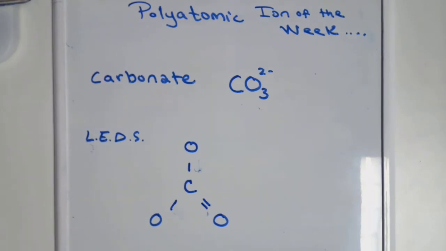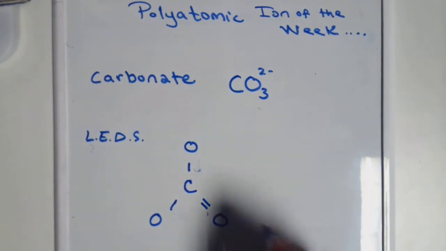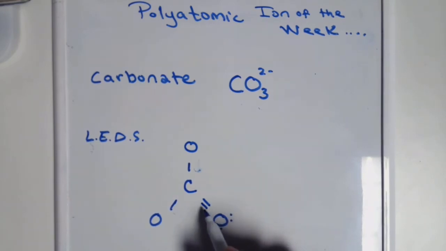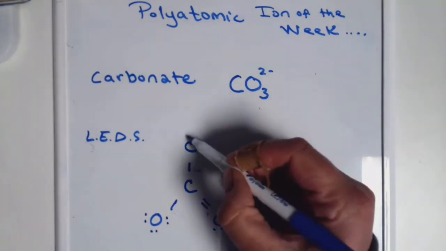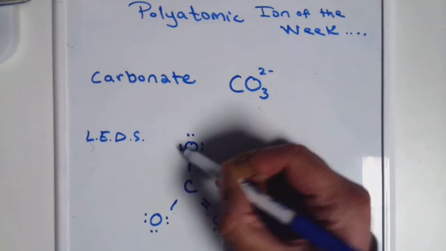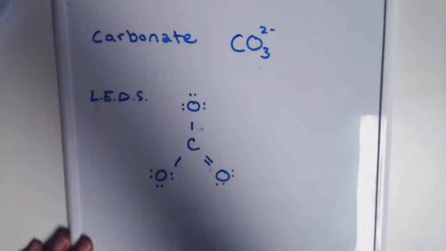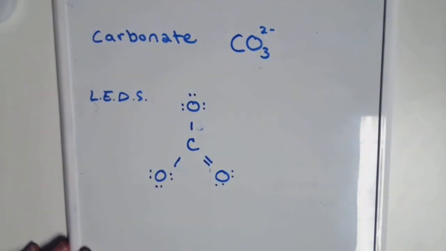So now we have to go ahead and say there are 4 shared pairs. There will be 2 lone pairs on this oxygen. Its third lone pair is being shared. It became a lone pair to a shared pair. The other 2 oxygens will get 3 lone pairs around them. Okay. And now we have carbon trioxide.